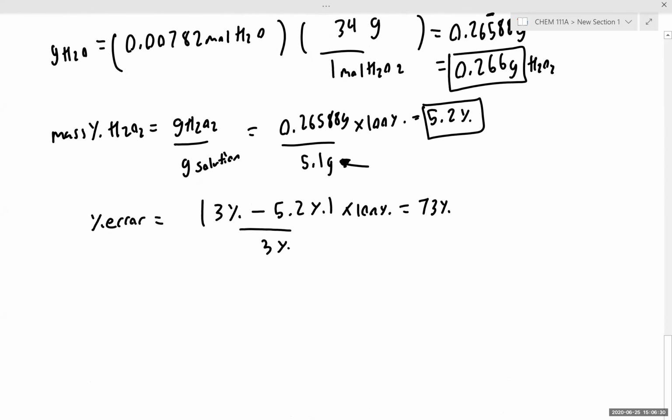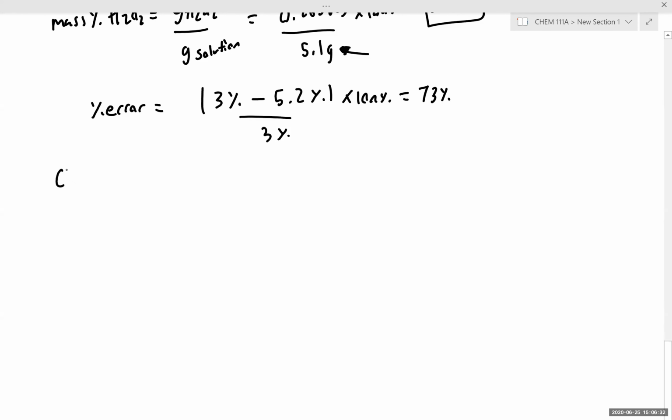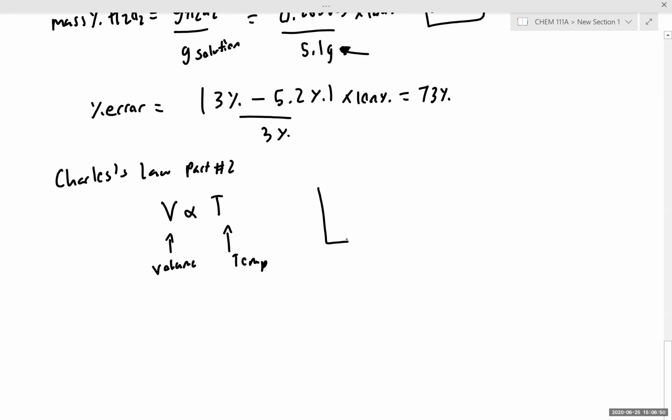So let's continue our discussion and let's look at Charles's law, part 2. Charles's law essentially is this idea that the volume of a gas is proportional to the temperature.